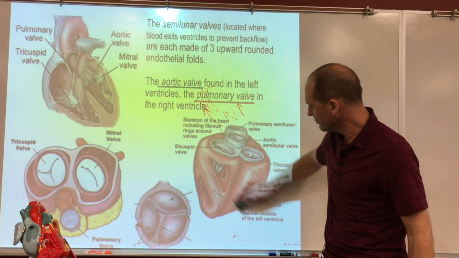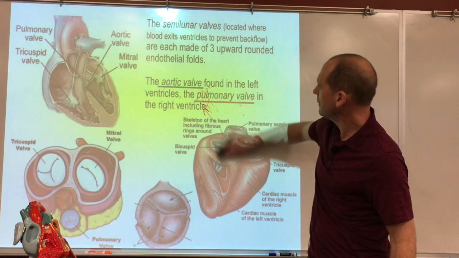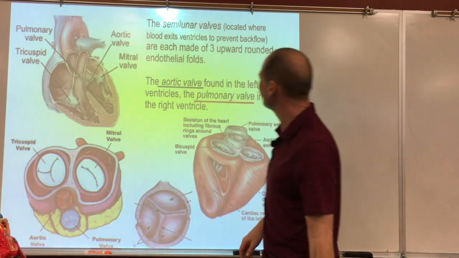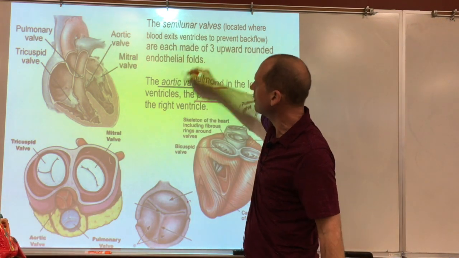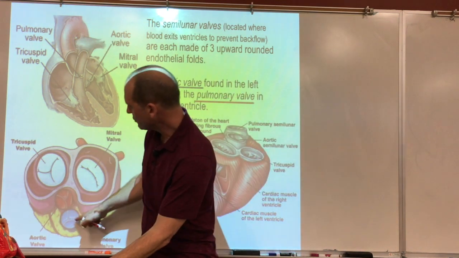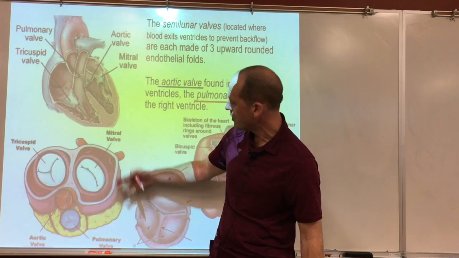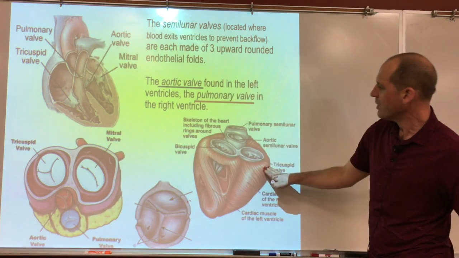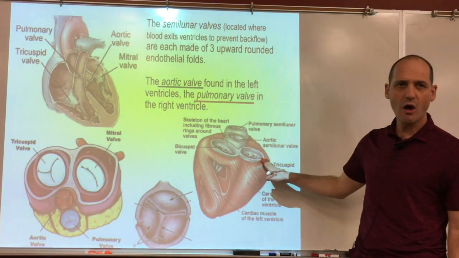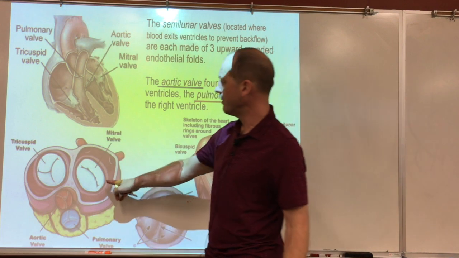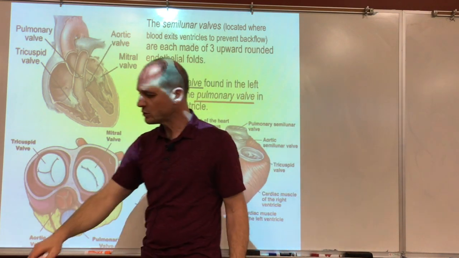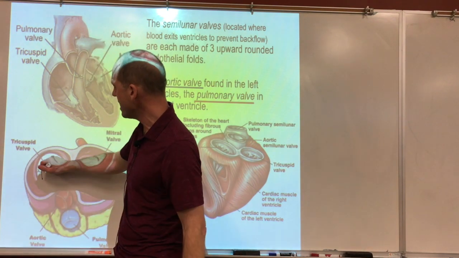And the other sets of valves are known as the semilunar valves. The semilunar means half moon. And when you look up from the heart, these valves are these valves here. So this is actually a shot where you're looking from the atria basically downward into the ventricle. So you cut the top of the heart off and you're looking down. So you're seeing these are the atrioventricular valves. Sometimes they call them AV valves also.